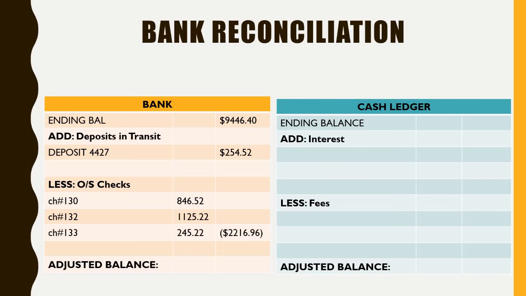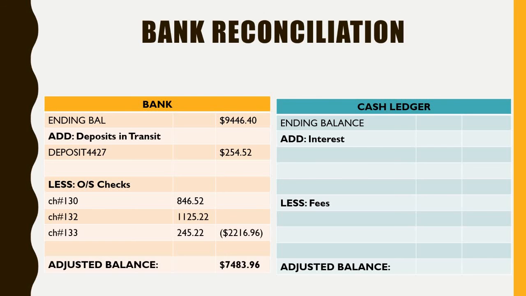So by doing this, I'm going to start from the very top. I started out with $9,446. I'm going to add my $254 because that's money I placed into the account. And I'm going to subtract my $2,216 because those checks haven't cleared yet. And in this case, what's my grand total now? $7,483.96. That is going to be my current new adjusted balance, right?